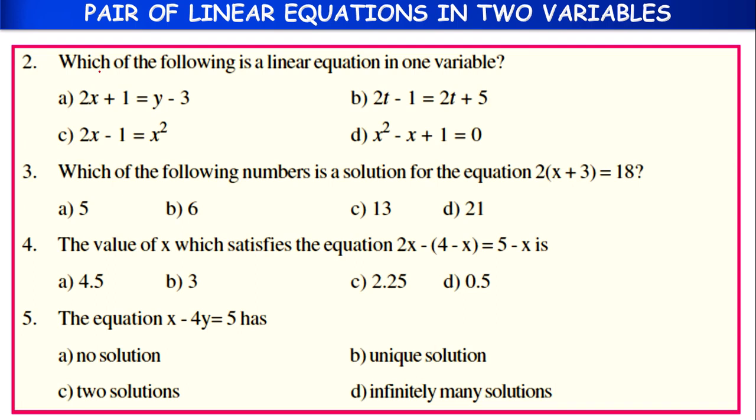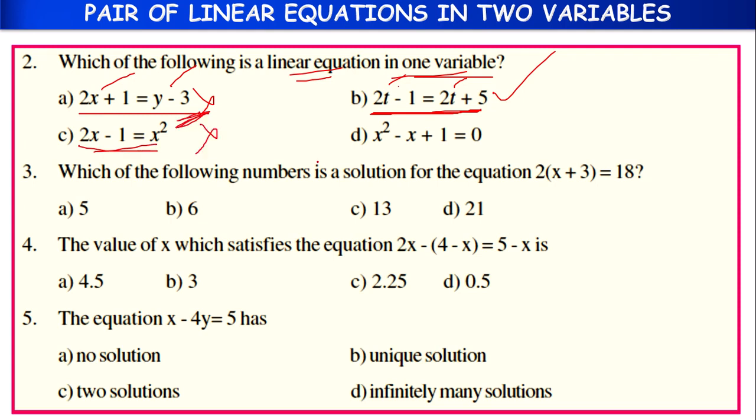Next one. Which of the following is a linear equation in one variable? In option A we have two variables x and y. Wrong option. We have only one variable t here and the highest power is 1. So it's the correct answer. We have power 2, x square. It's not a linear equation. It's a quadratic equation because the power is 2. So option B is correct.